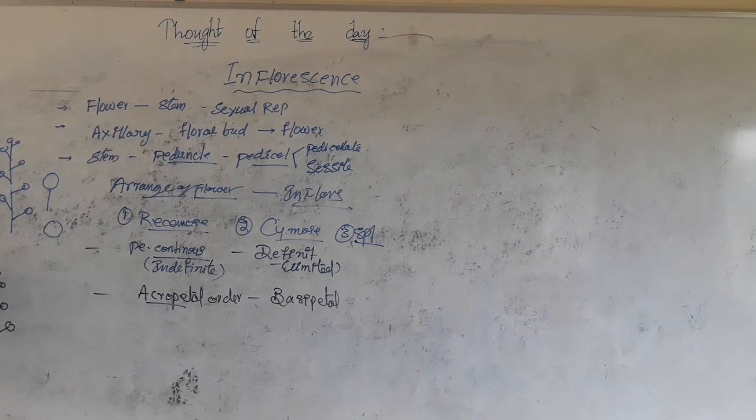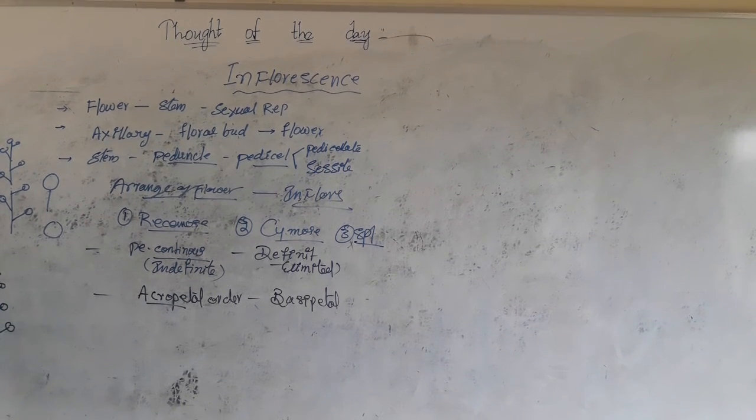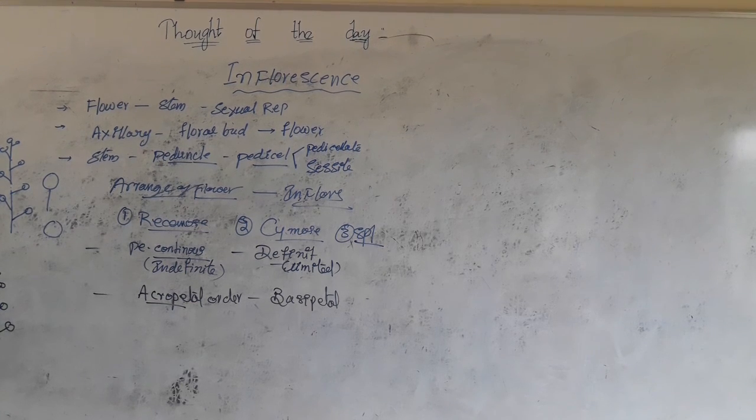This is the top of the peduncle. The first formed, older flowers are present at the base of the peduncle. Later formed, younger flowers are present at the top of the inflorescence, at the top of the peduncle. Such an arrangement of flowers is called acropetal order, acropetal succession or acropetal arrangement. Now look, it grows from here, forming flowers one by one, continuously.